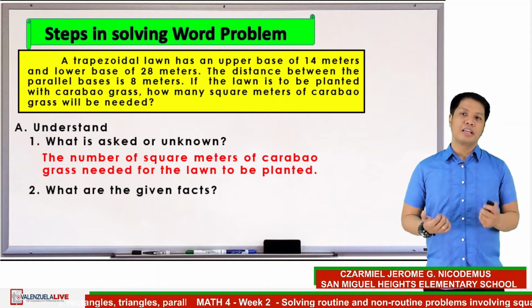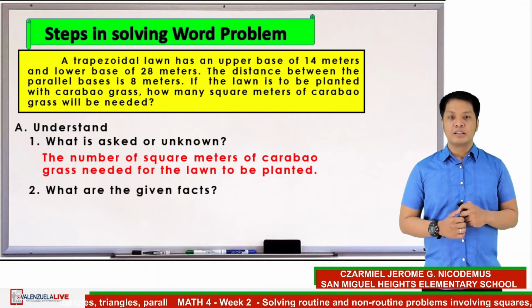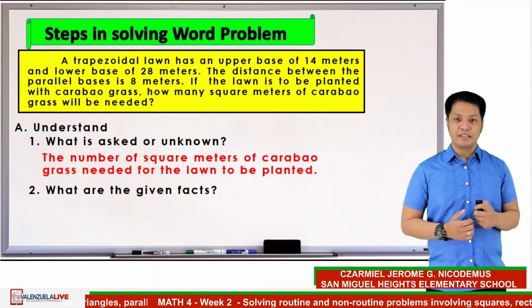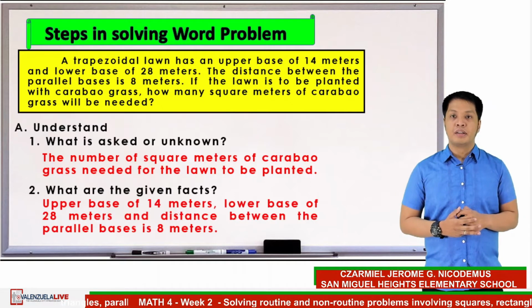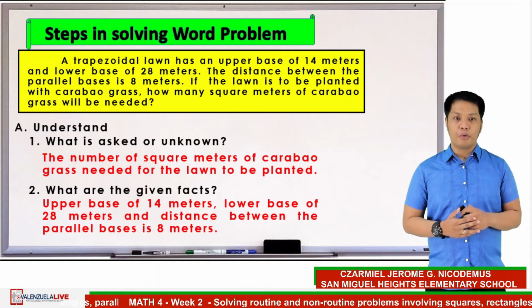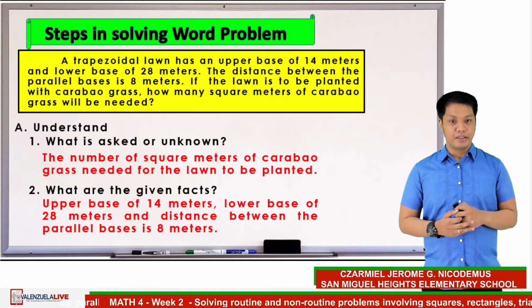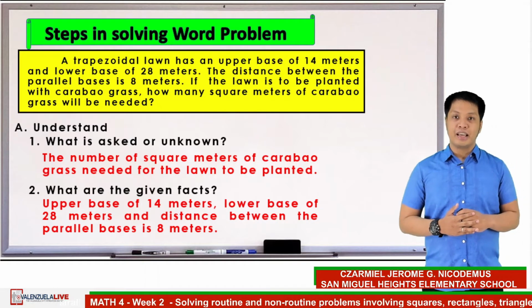Now, we also need to know the given facts. These are the numbers which we will use to get the final answer. In the problem, the given facts were the upper base of 14 meters, the lower base of 28 meters, and the distance between the parallel bases, which is 8 meters.